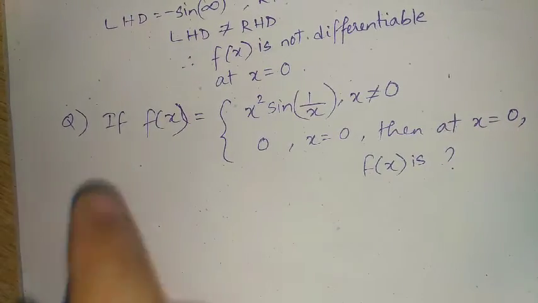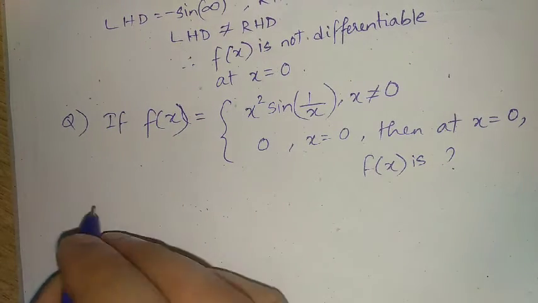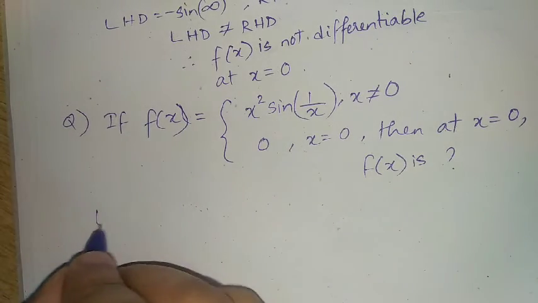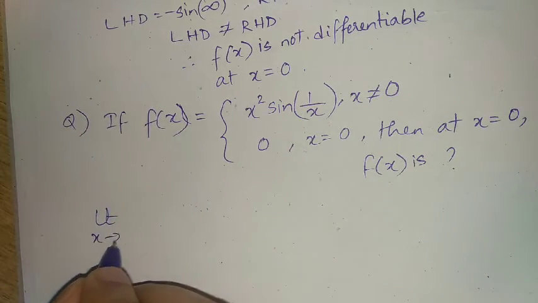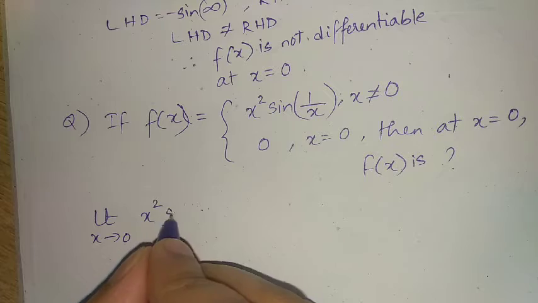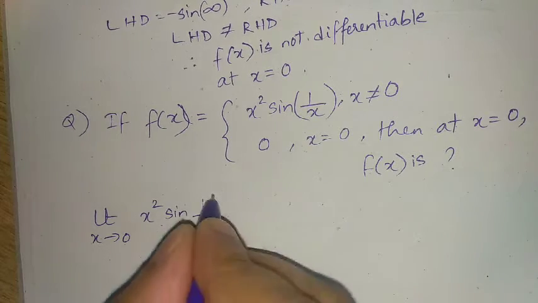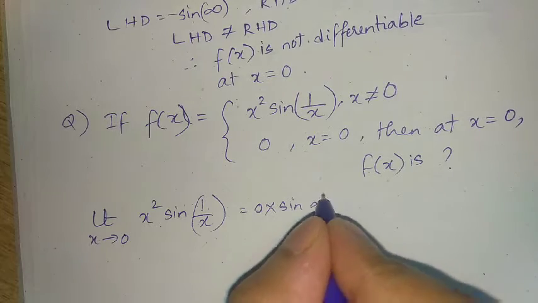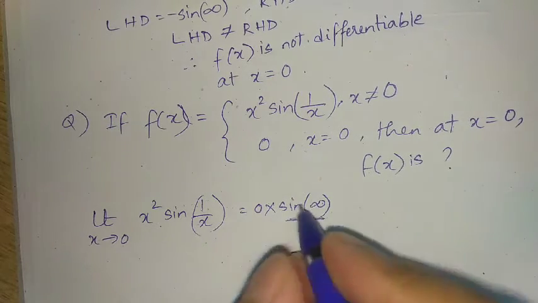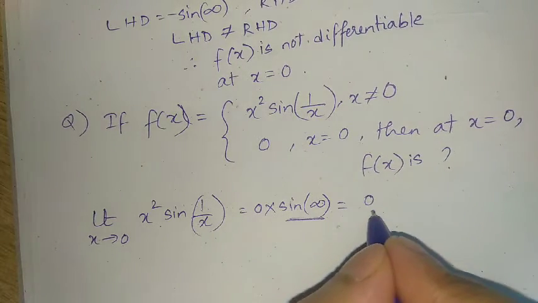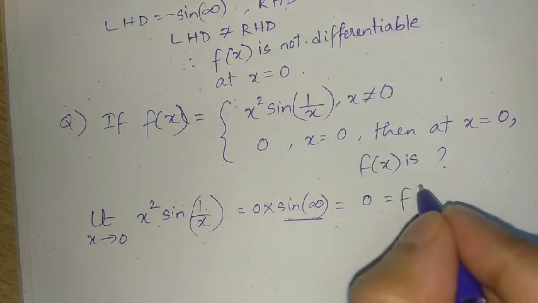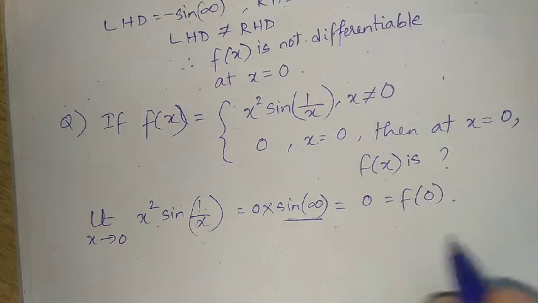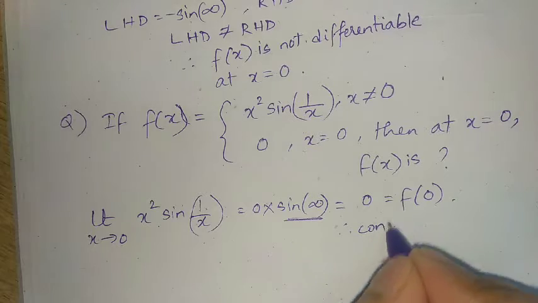So to solve this question, first of all we will see the limit. Limit x tends to 0 of x square sine of 1 by x is nothing but 0 into sine infinity. Sine infinity is a finite value, so 0 into a finite value is equal to 0. It is equal to the value of function at x equal to 0, therefore it is continuous.